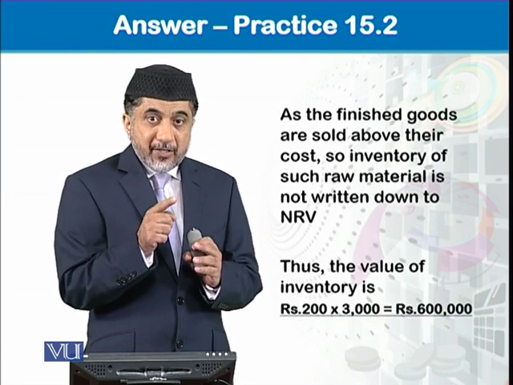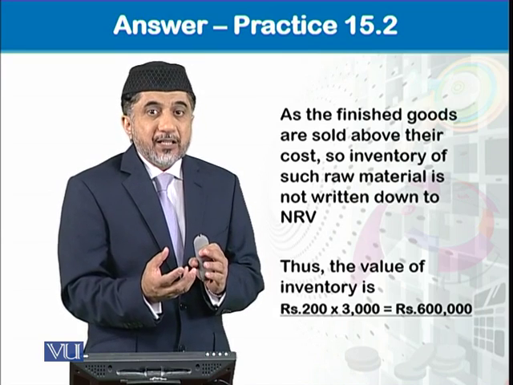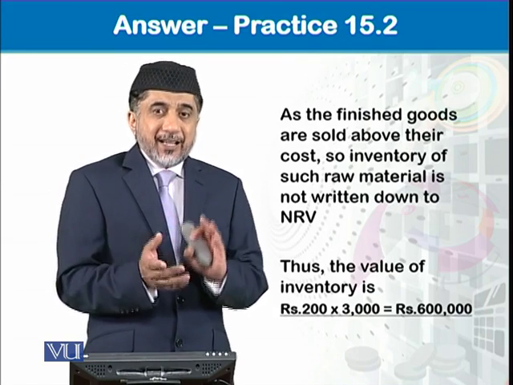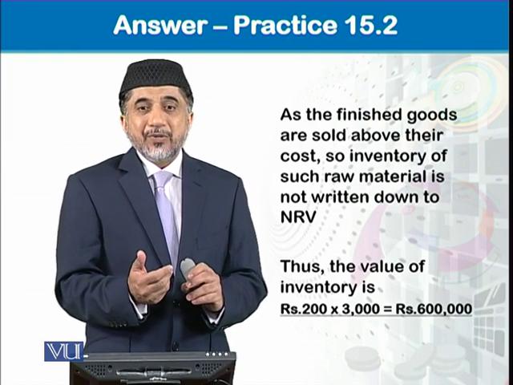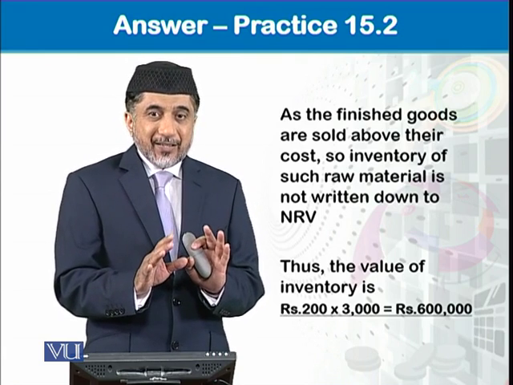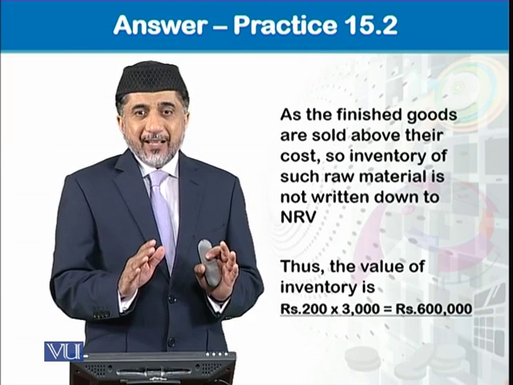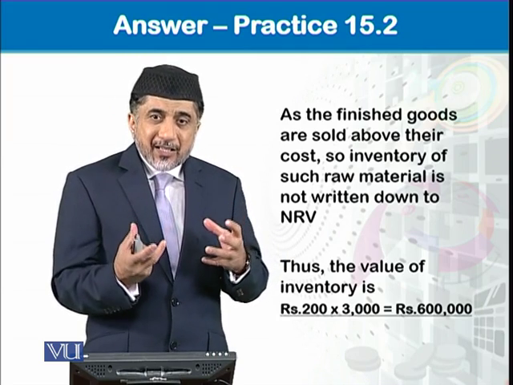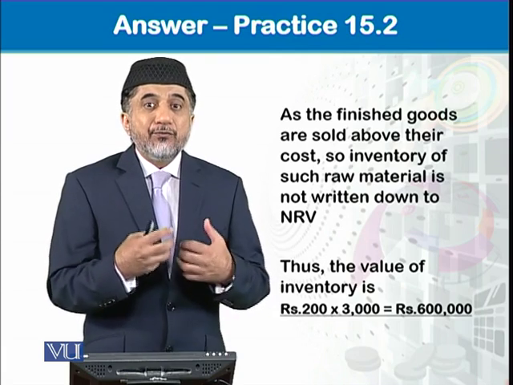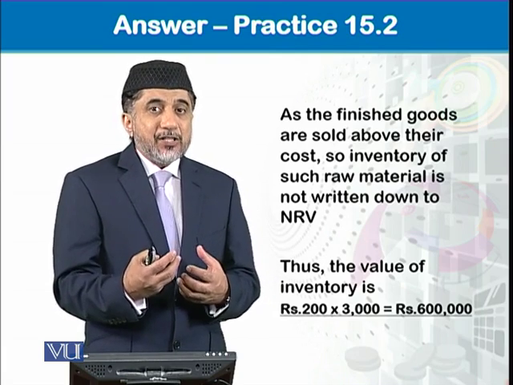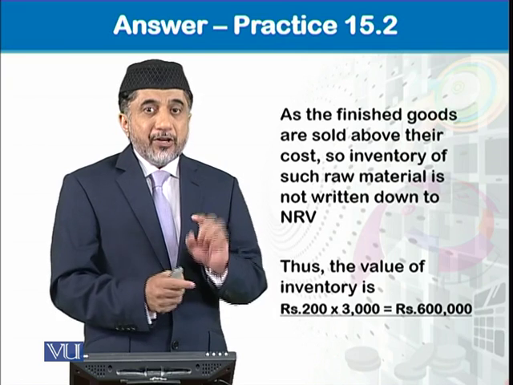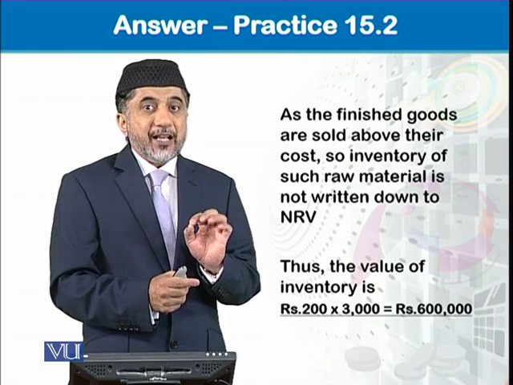in which the raw material has a replacement cost lesser than its historical cost, or in other words, the net realizable value of that raw material is lesser than its cost, there is no confusion, because when the cost of raw material can be recovered in full through the selling price of the finished product, in this case the cost of raw material will not be reduced. That will be taken at cost, 200.